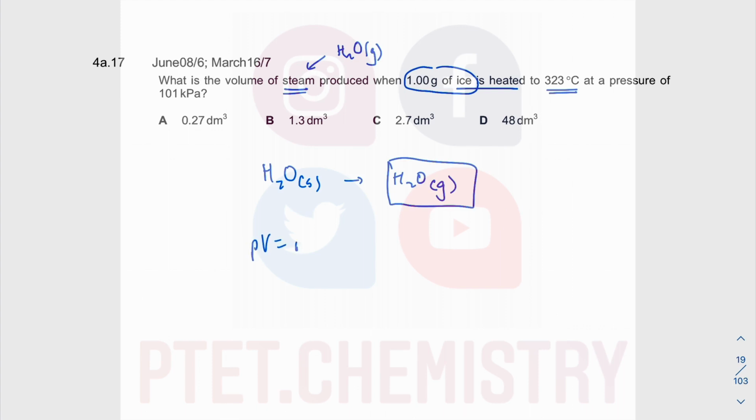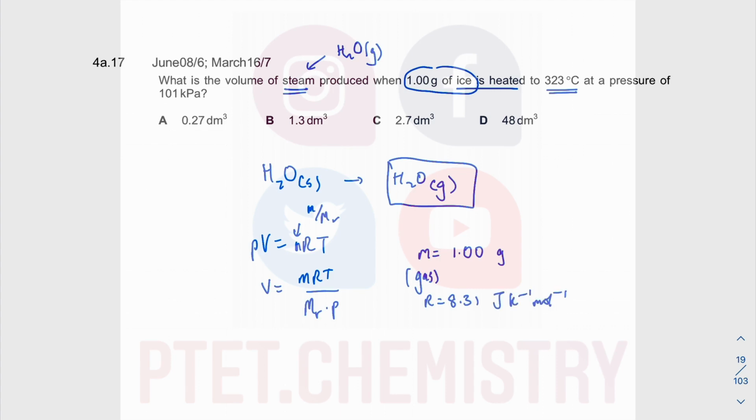So PV equal to nRT. They want volume. So n is mass over Mr. So V is mRT over Mr times P. The question now really is, you need to work out what is what. The mass of the gas, the steam, is going to be 1 gram, based on what we said about conservation of mass. The R is 8.31 joule per Kelvin per mole from the data booklet, as I'm sure you know where to find it. The temperature is given in degrees Celsius. You need to convert that to Kelvin. You need to add 273.